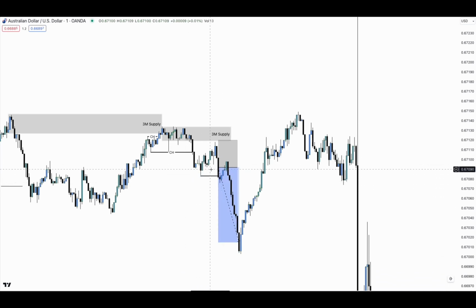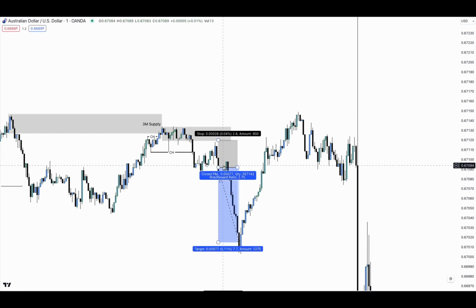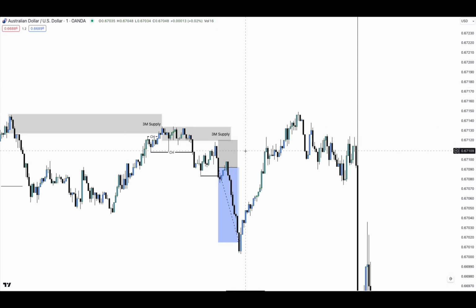And actually, I didn't wait for this break of structure. I waited for a 1 second change of character, right? So we have on the MT4, I have it on the Discord. Just search for 1 second change of character. It'll be there, just a channel on it.